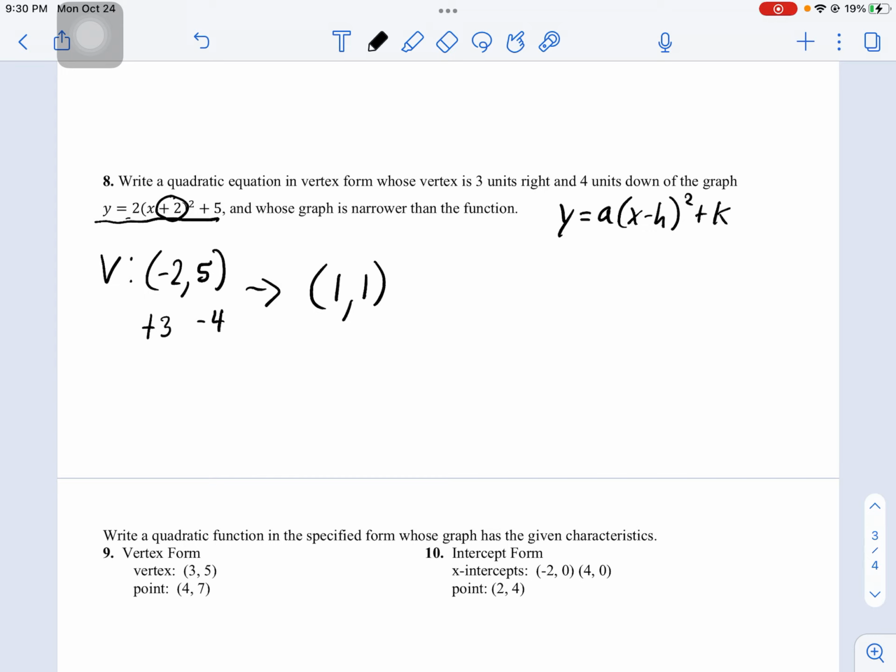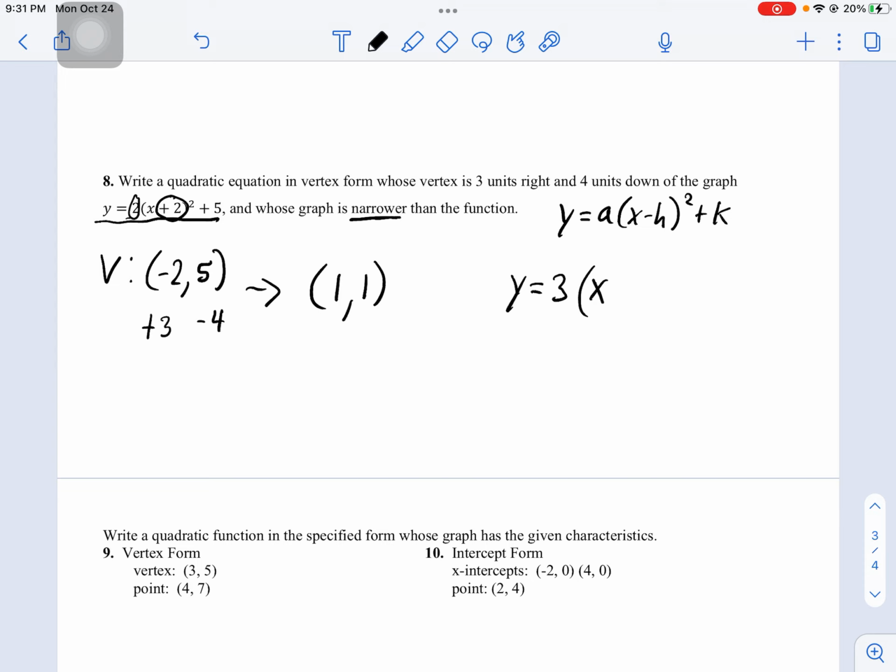The next thing that I need to be careful of is I need the graph to be narrower. What it means to be narrower is to stretch it out. So it needs to increase at a faster rate than what this one is currently increasing at. So I actually need a number that's bigger than 2. That's basically all that it's asking. So if I'm going to pick a nice number that's bigger than 2, why don't I just pick 3? So instead of a value being 2, I'm going to change that to a 3.